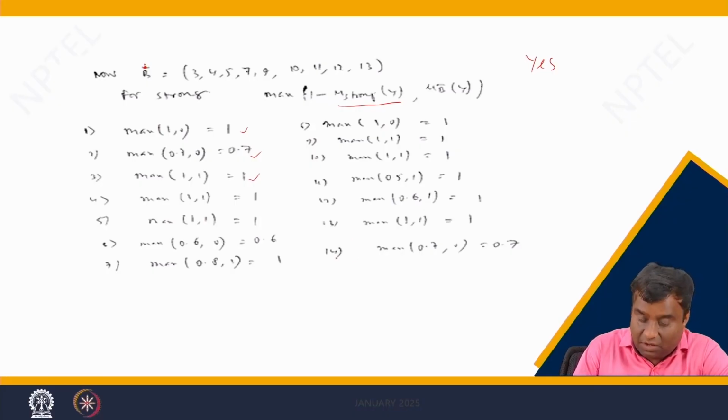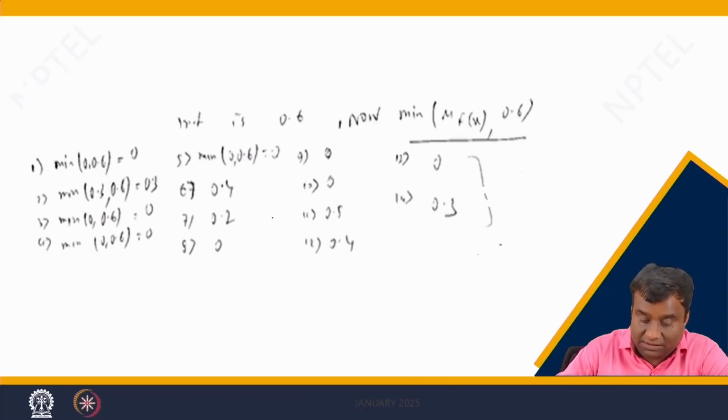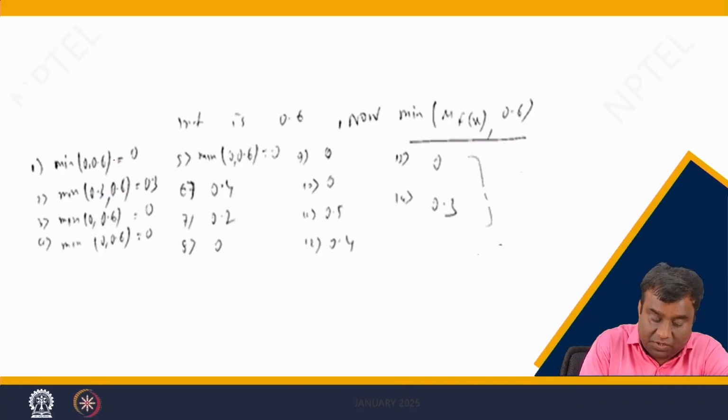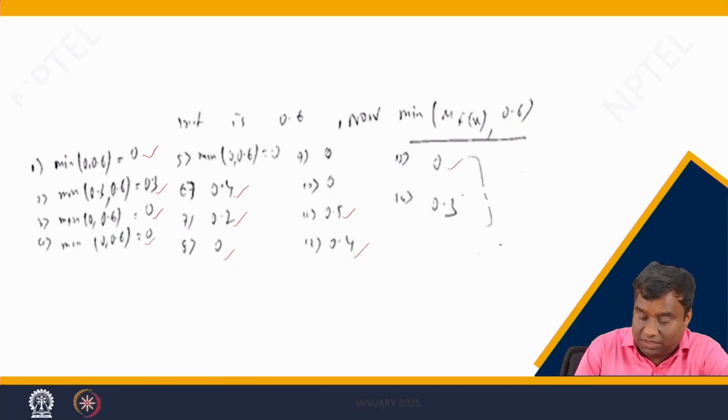So here we need to calculate the infimum value. Here the infimum value in this case is 0.6. This is the infimum value. Then next we have to calculate the minimum of mu f x and 0.6. So that is 0, 0.6, minimum is 0, then 0.3, then 0 for 3, for 4 0, 5 also 0, for 6 0.4, for 7 0.2, for 8 0, 9 0, 10 0, 11 0.5, 12 0.4, 13 0 and 0.3. So that is the value.